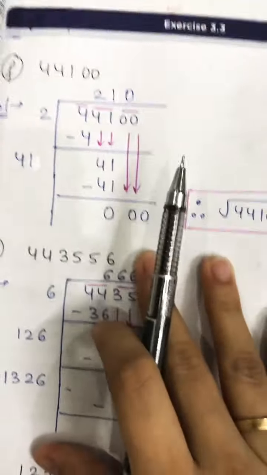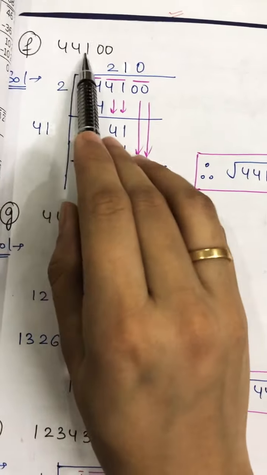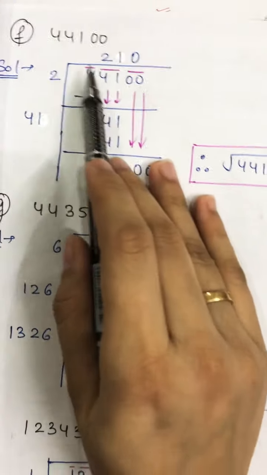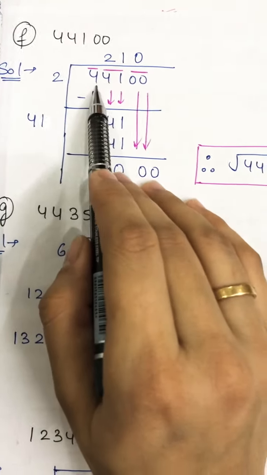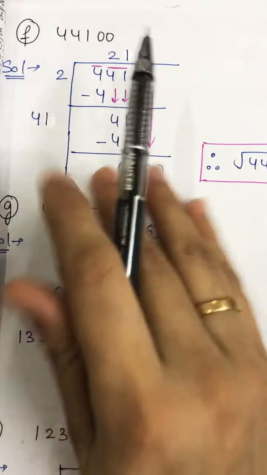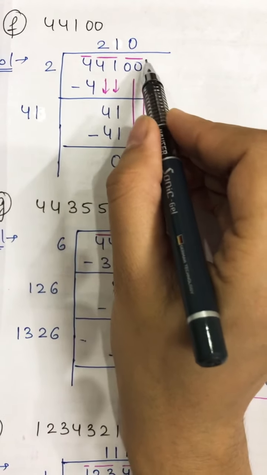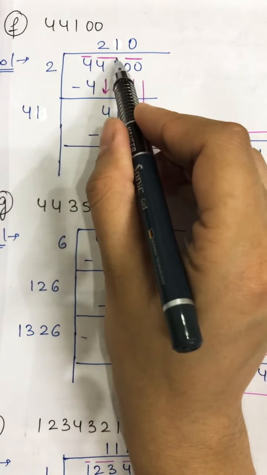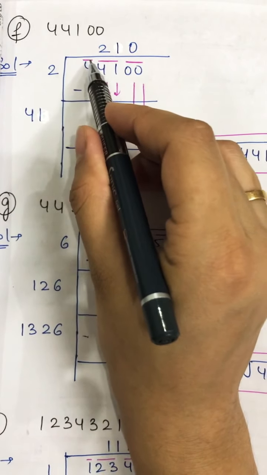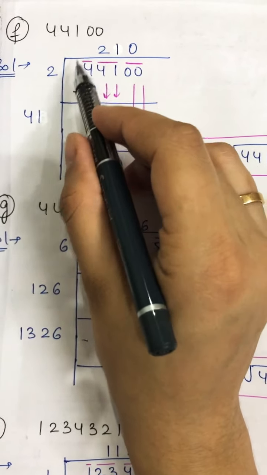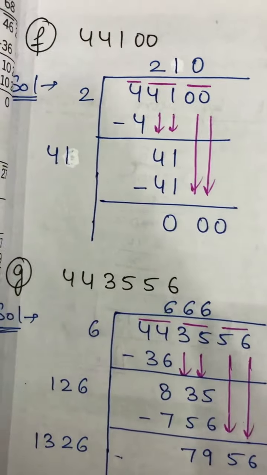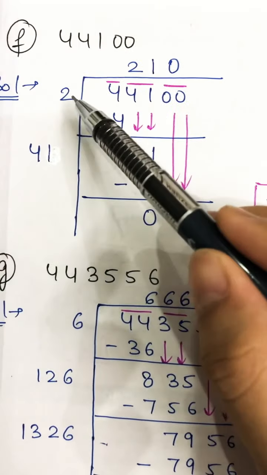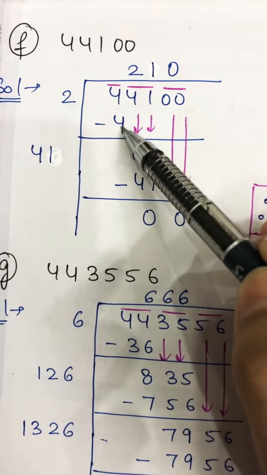Clear? Now your F part is 44100. Okay, now I have to write it in this way. The question, 44100. Now start making pairs from the last digit. One pair, two pair, then the third pair is not there, the third is single. Now you have to see this digit first of all. Which table will it go on? It will go on the 2 table. 2 2s are 4. Now 4 minus 4, 0.